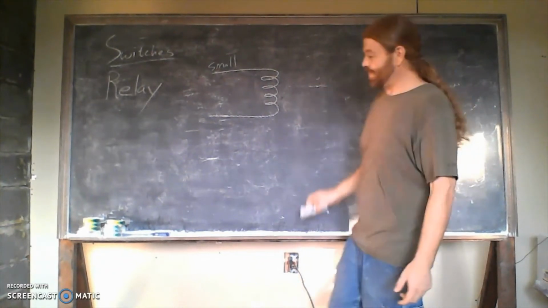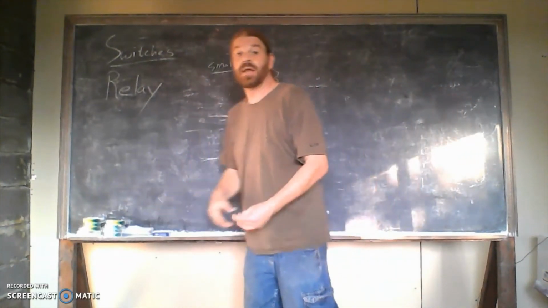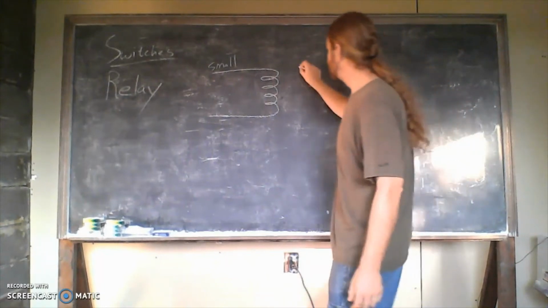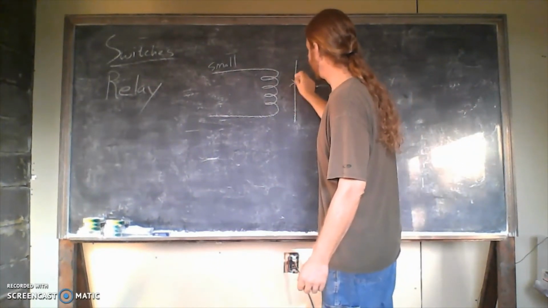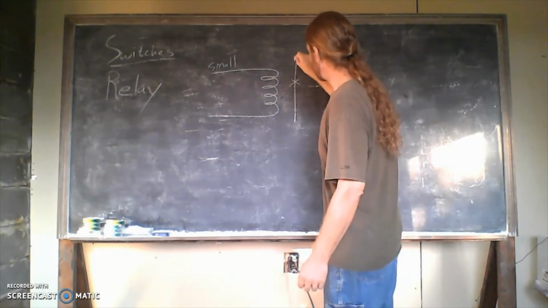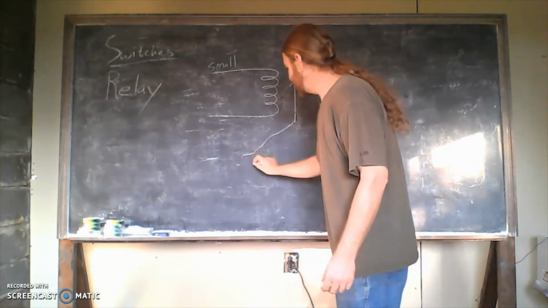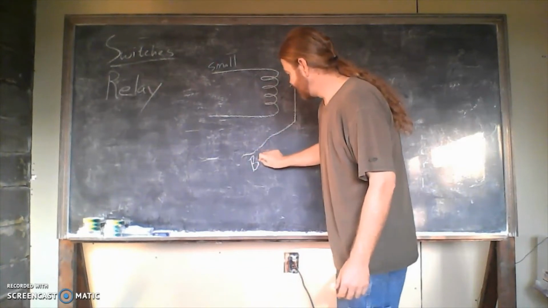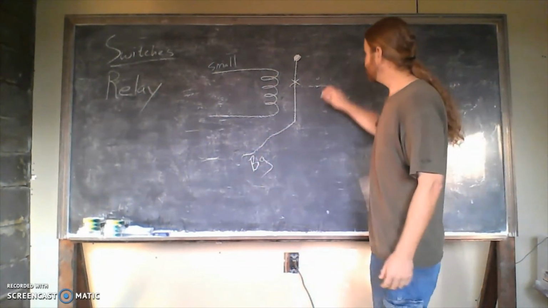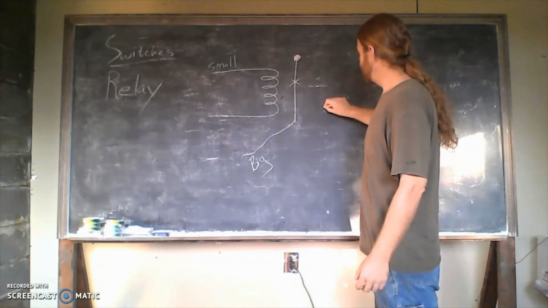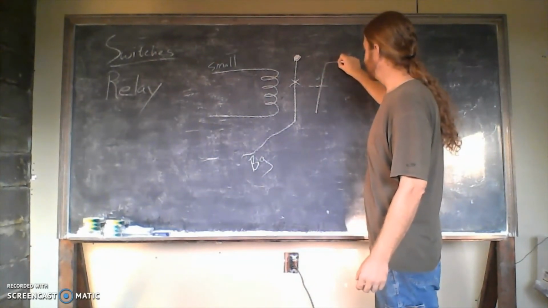We can take advantage of that magnetic field and operate mechanical things. So we'll have a little lever here, some sort of fulcrum in the middle, and then this connects to a big wire, some big voltage there. Then over here, I'll put a little stand.